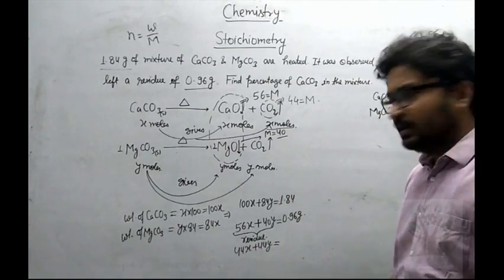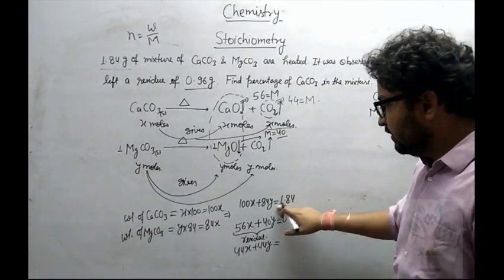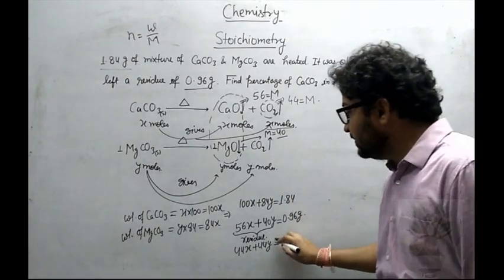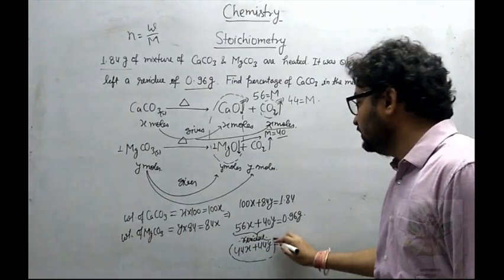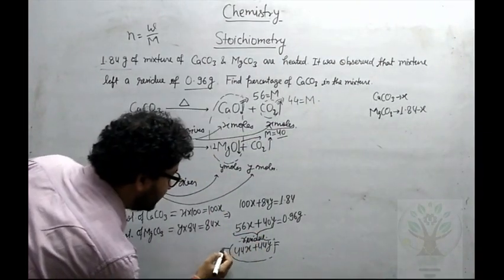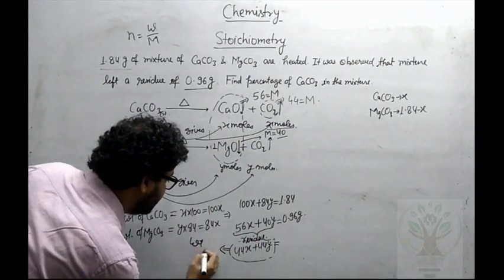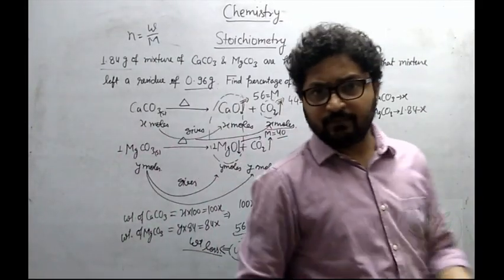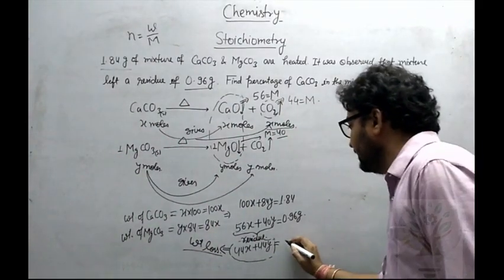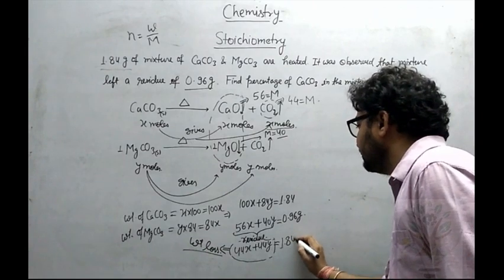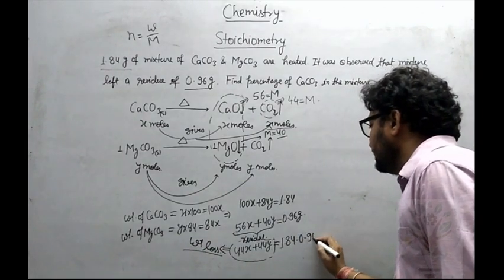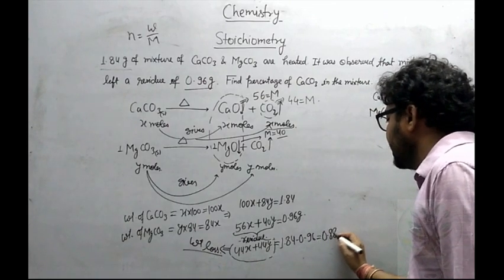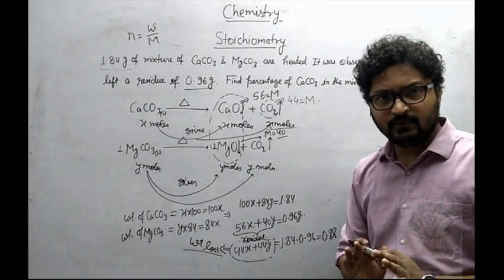Now can you tell me this value? How much will it be? See, this is your total weight in the beginning. This is the weight left. And this will be called your weight loss, because CO2 is leaving your system, isn't it? Now, how much will it be? It will be 1.84 minus 0.96. How much will it come? 0.88. Is this clear?